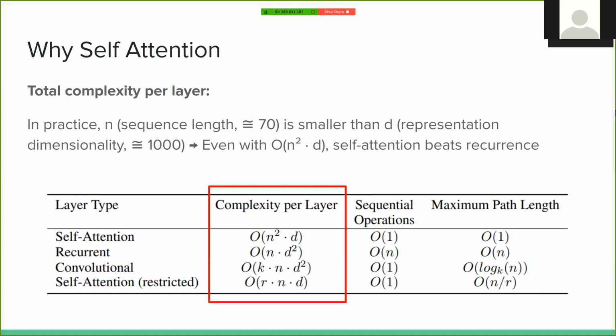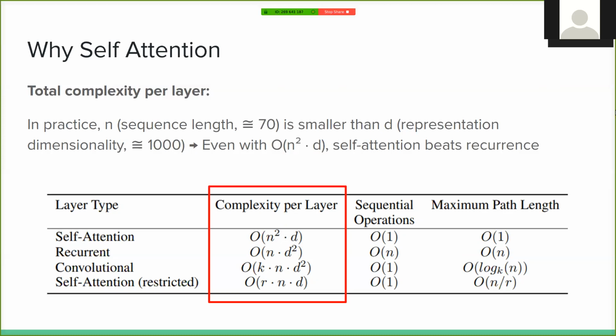So in terms of total complexity per layer, it can be a bit frightening because if we look at self-attention, we can see that it's big O of n squared, whereas RNNs and CNNs are big O of n, where n is the sequence length and d is the representation dimensionality, which is the dimension of the vector from which to which the inputs and outputs are being mapped.